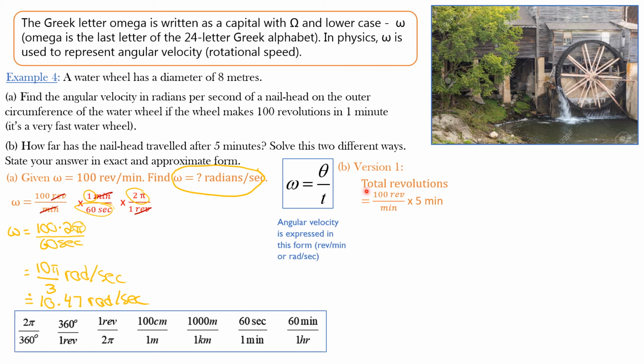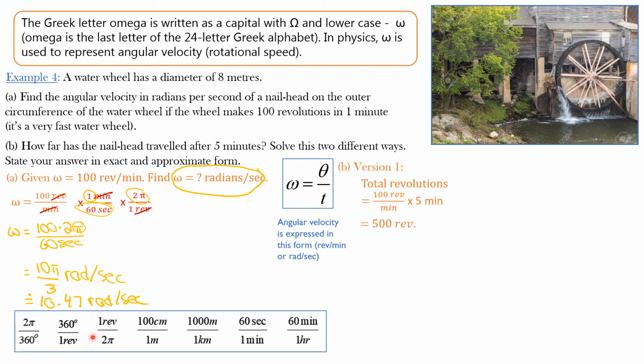Let's figure out the total revolutions first of all. The total revolutions that this nail head traveled in 5 minutes. Remember that we've got 100 revolutions per minute. So it's doing 100 revolutions per minute, and it's doing that for 5 minutes. That means the total revolutions for part B is 500 revolutions. The nail head went around here 500 times in 5 minutes.